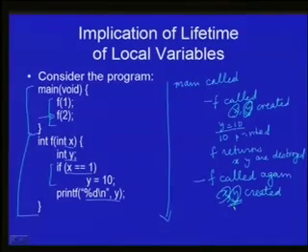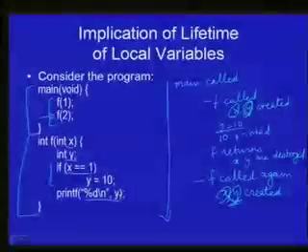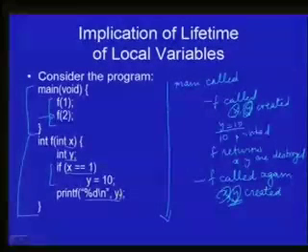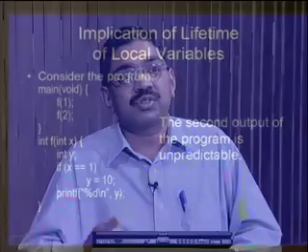So what that implies is that the second output of this program is unpredictable. The first output will always be 10, of course, because x is given the value 1 and y is assigned 10, and then it is immediately printed. So the first output will always be 10, but the second output is unpredictable. So essentially the idea is that a local variable of a function does not retain its value across multiple calls to the same function. And that's a point that we have to remember. We cannot assume that the value that we assign to a particular local variable of a function, the variable will have the same value when the function is called again at some other place.